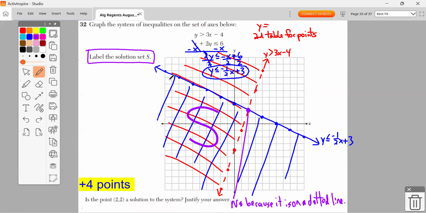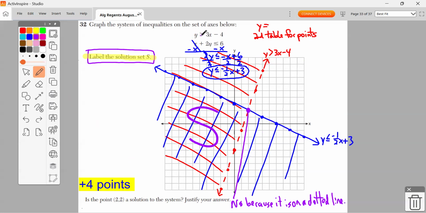You get 1 credit for graphing the one equation correctly, 1 credit for graphing the other equation correctly, 1 credit for, be careful, label the solution set with an S that's in the double shaded area, and then 1 credit for the bottom part. So in order to graph this, I'm going to type this first equation into my y equals, and then second, table for my points.